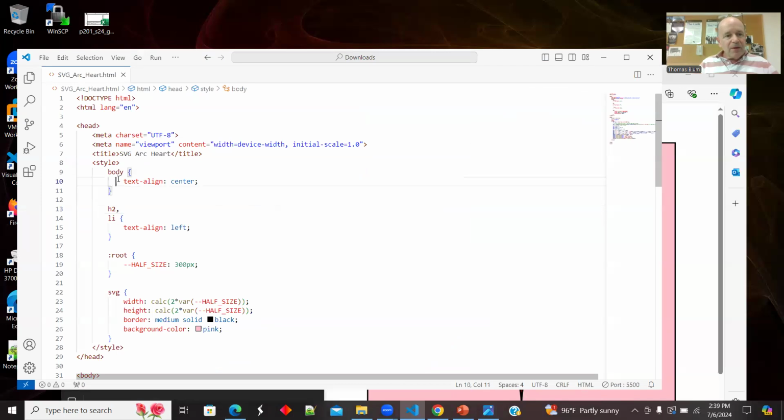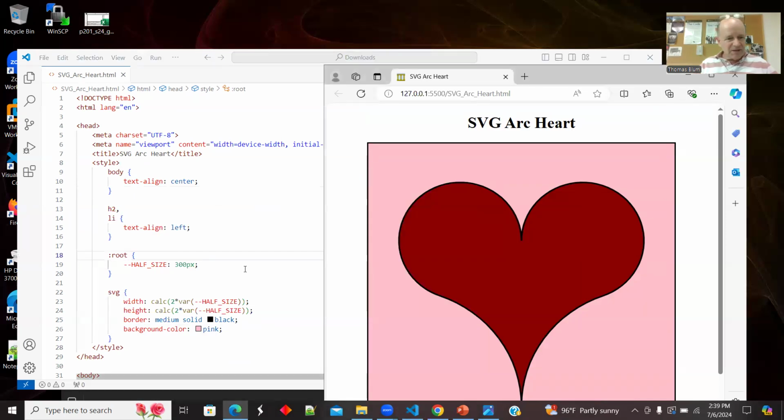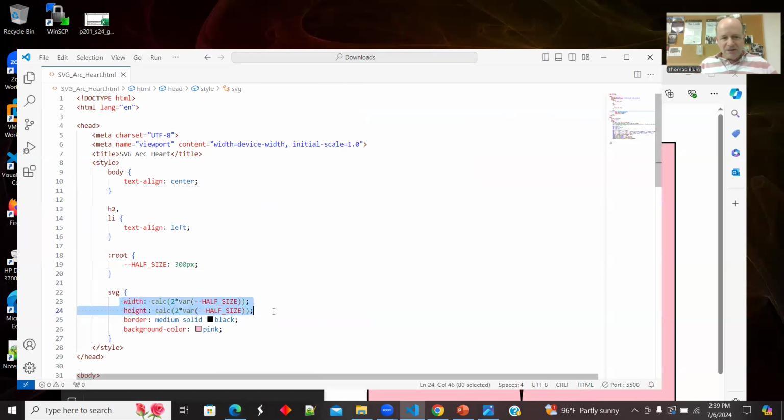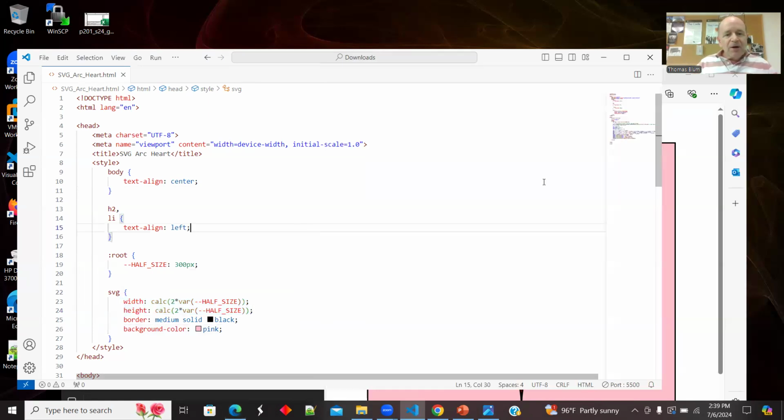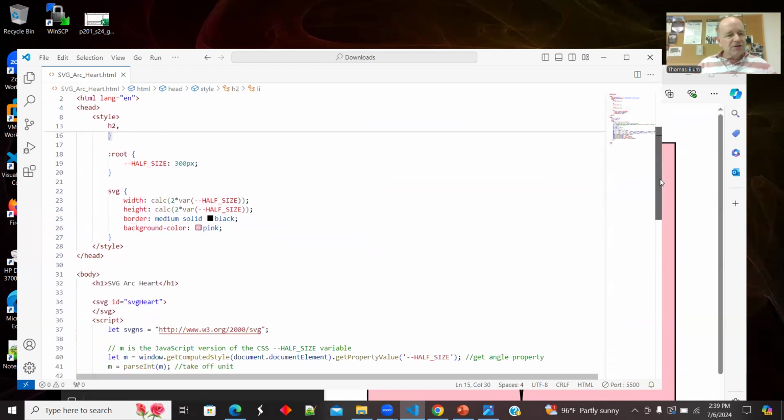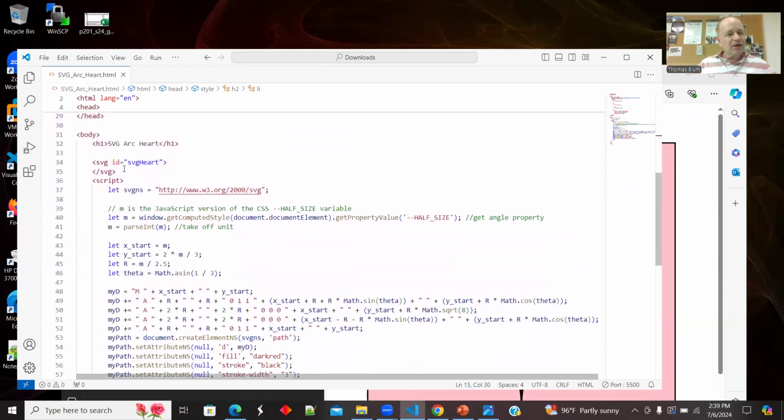I have an align, which is from something previous, so I don't use this style. I have a size of 300, which is half my size, so overall this is 600 by 600. And here's the styling of that. I made the SVG, gave it a border and a pink background, just nice as a heart, I guess. Okay, I'm more interested in geometry, so here we go. Here is the SVG. It's empty. I'm going to fill it with a script.